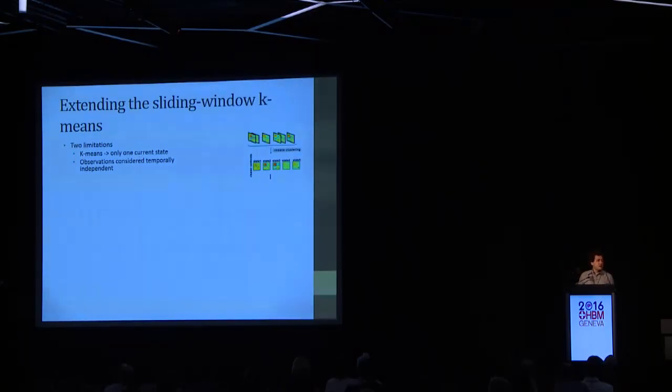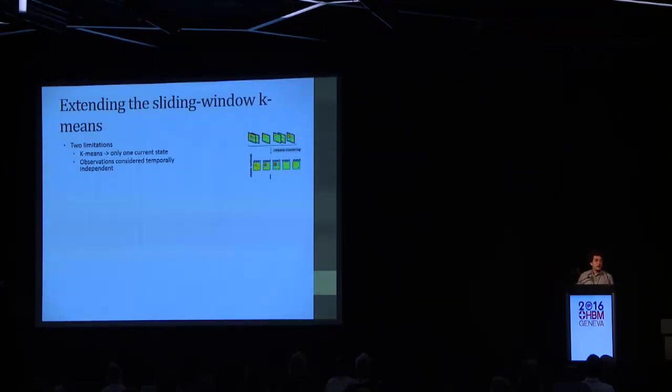And the second limitation is that the observations that are fed into the k-means are considered as temporally independent, which means that you have all this set of consecutive covariance matrices, and you could completely shuffle them in a different order. You would get exactly the same result as the output of the k-means. So the states that are estimated don't depend on the temporal dependencies of one covariance matrix to the next.